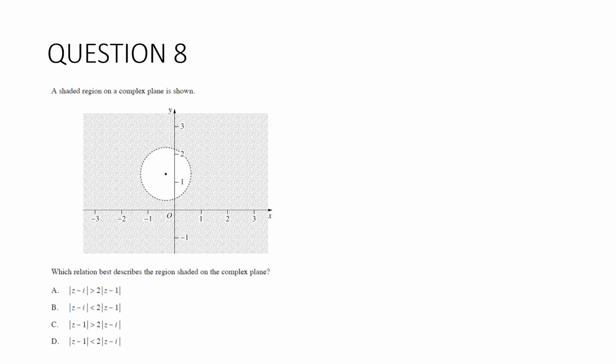Question 8. A shaded region on a complex plane is shown. Which relation best describes the region shaded on the complex plane? Now, if you have a look through these different options, we've got an absolute value of z take away i, and we've also got an absolute value of z take away 1. Now, this represents the distance that complex number z is from 0, i, which is that point there. And this represents the distance that z is from the point 1, 0, which is here.